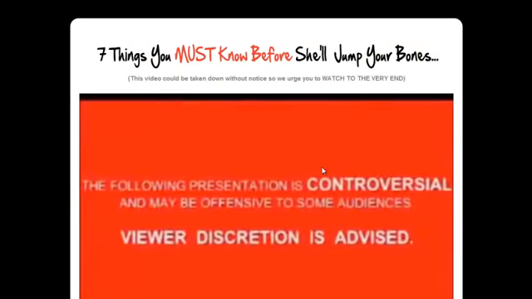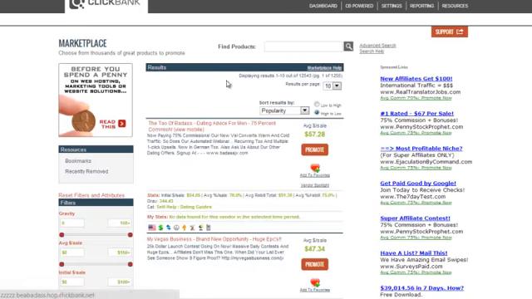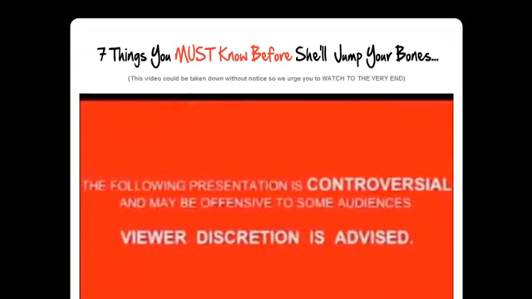So this is a product called, what is this? The Tao of Badass. So this is a product for guys about how to, I guess, pick up girls or whatever. Now, I apologize to my female audience because that's a little offensive. 7 things you must know before she'll jump your bones. But apparently this is what's working for them, okay?